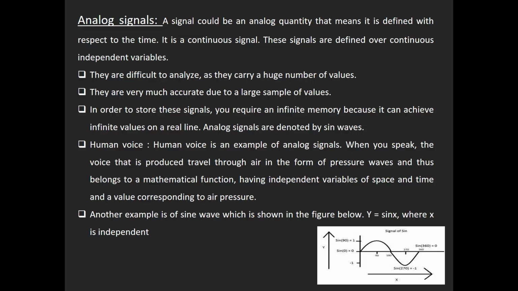Another example is of sine waves, which is shown in the figure below, where y is equal to sine x and x is an independent quantity. So this is an example of analog signal which is defined at every point of time. So you will get an infinite number of values in between 0 to t. So there is an infinite value on the y-axis also.